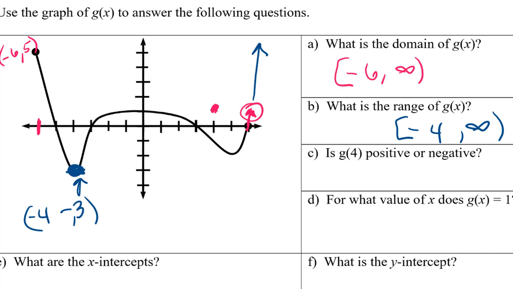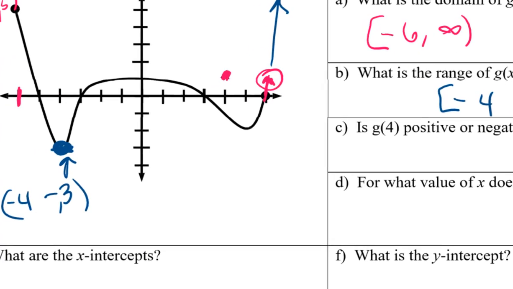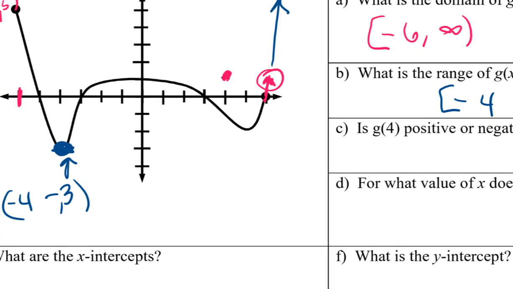Now for part C, they're like, hey, is g of 4 negative or positive? So g of 4. So I've got to figure out g of 4. So 4 is my x value. So if I go over 1, 2, 3, 4, and down to here, that spot right there, my y value is negative. So g of 4 is negative.